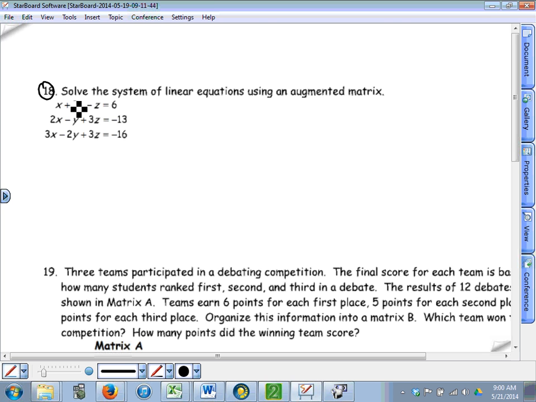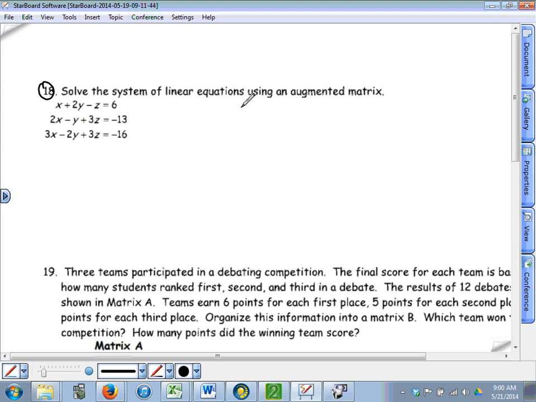Now, let's talk about number 18. You guys, the test is multiple choice, right? All of it's multiple choice. So, look at those directions. If it's multiple choice and all you do is circle the correct answer, it doesn't matter how you solve it. You could backward substitute if you wanted. It's just a test.